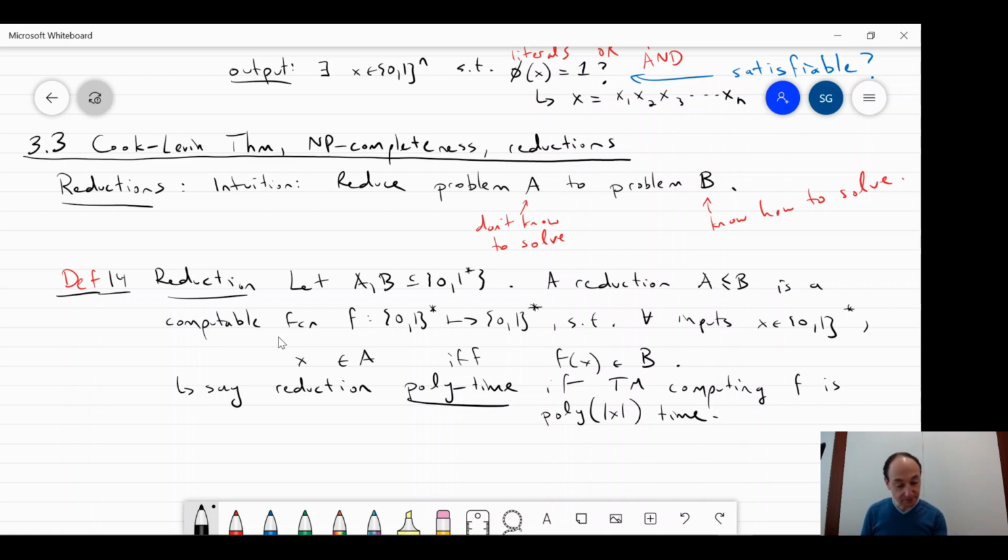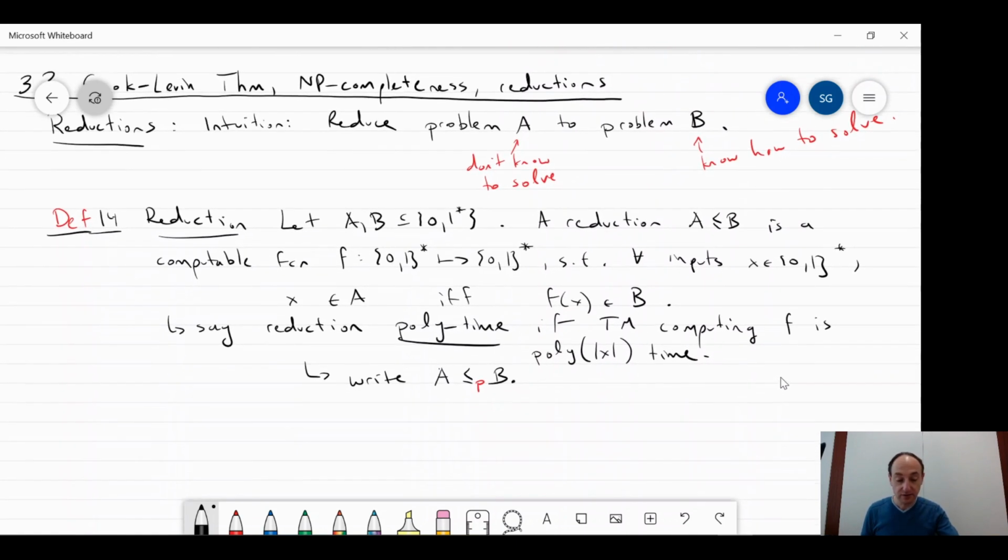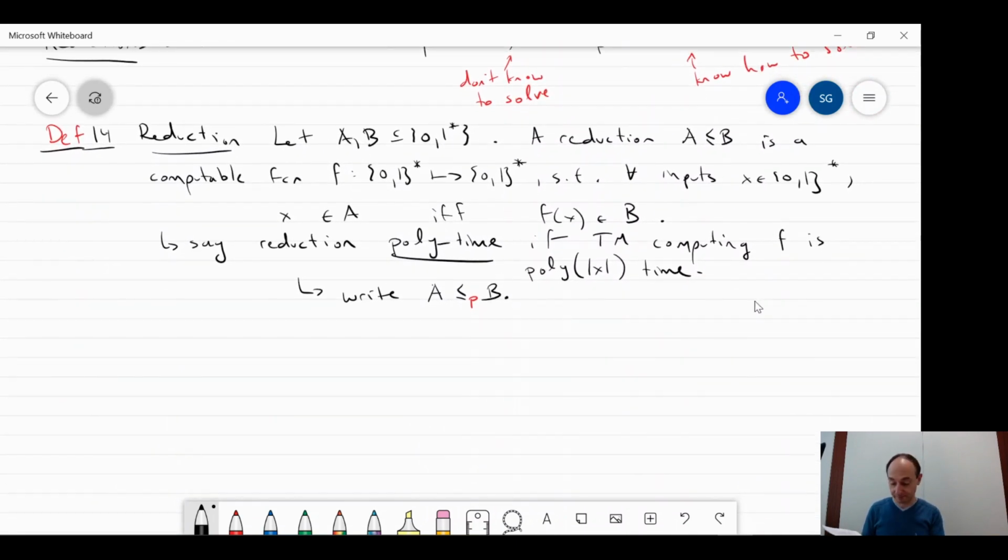Okay, and in this case, we would write, A reduces to B again, with the key difference that we'll put this P there, this is, I guess, semi-standard, to say that it's a polynomial time reduction. Okay, and in this course, we'll generally concern ourselves with polynomial time reductions. If you're not asking for polynomial time reductions, then you might be interested in something more general like undecidability, or other concepts too. But in this course, we'll certainly talk about polynomial time.